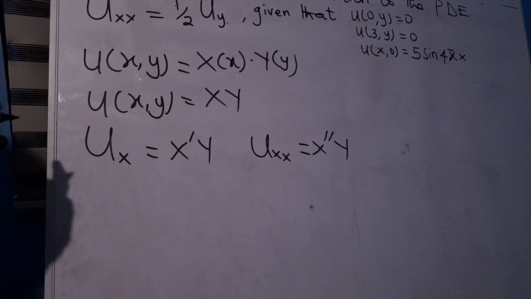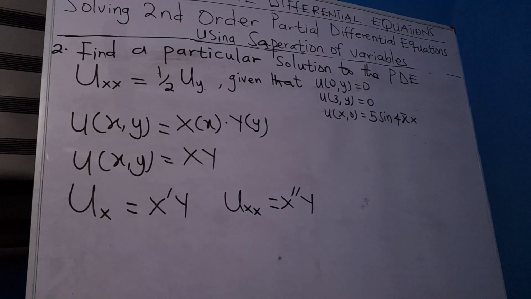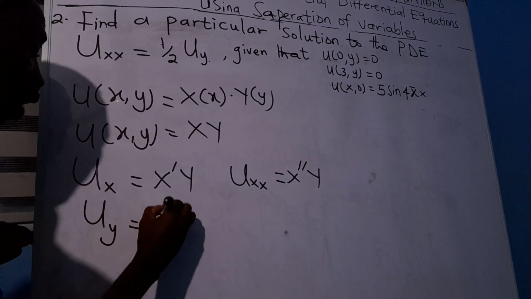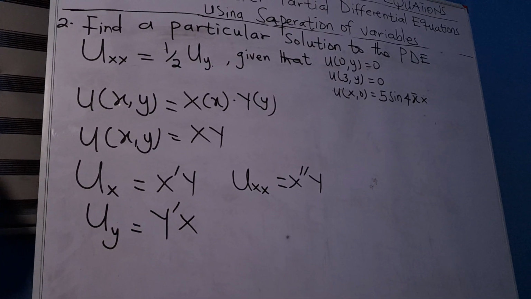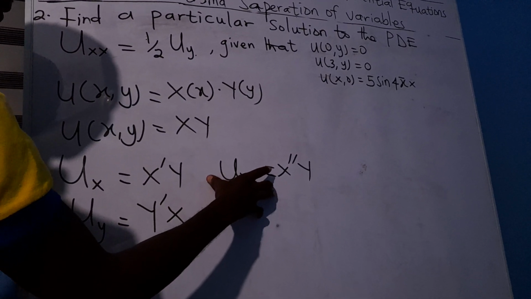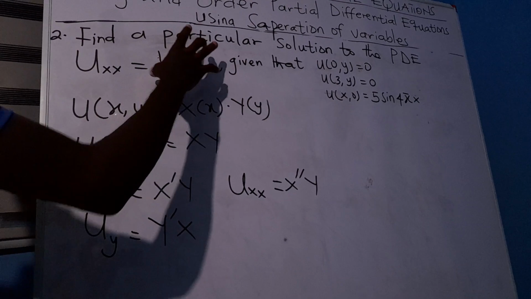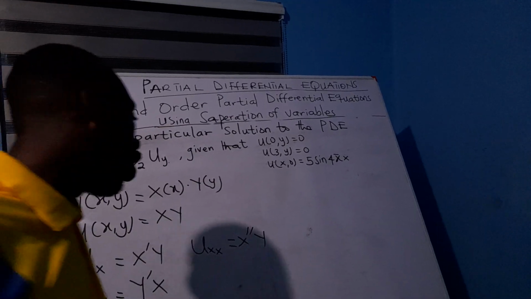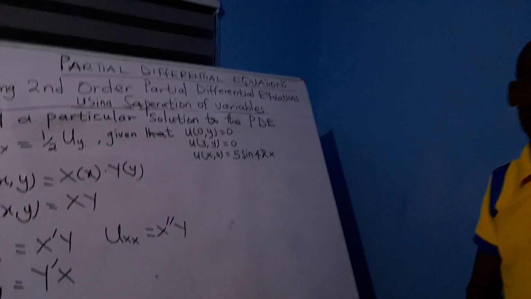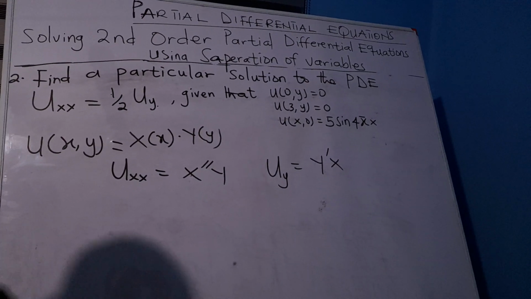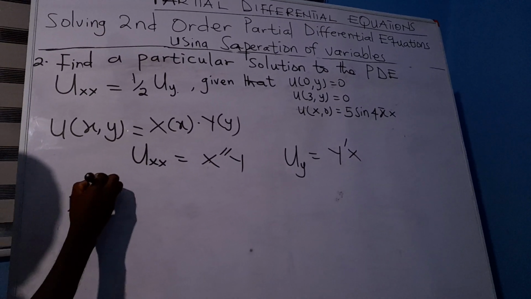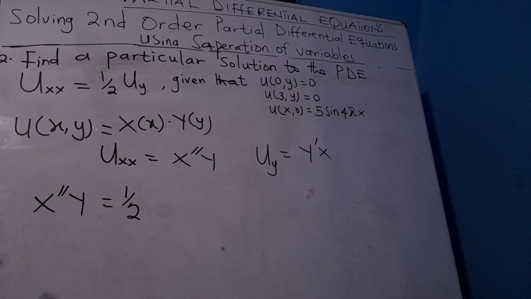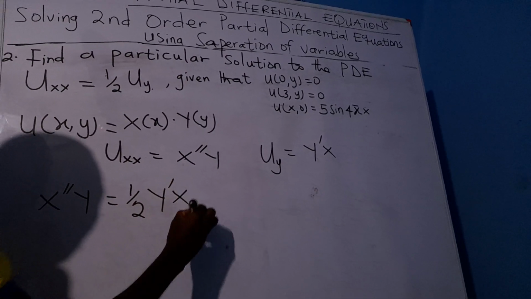Then we find the partial differentiation of u with respect to y. With respect to y, X will be held constant, so we have Y prime X. Now we substitute the partial differentiation of u with respect to x twice and the partial with respect to y into the equation. Then it becomes easily separable, and for that matter, a second order ordinary differential equation. So in place of that, we get X prime prime Y equal to half Y prime X.